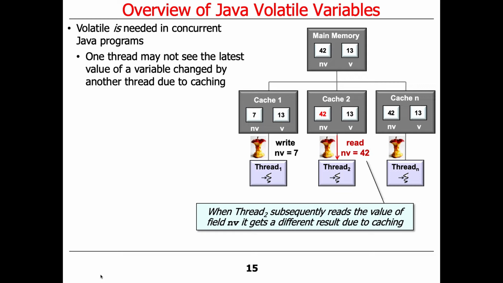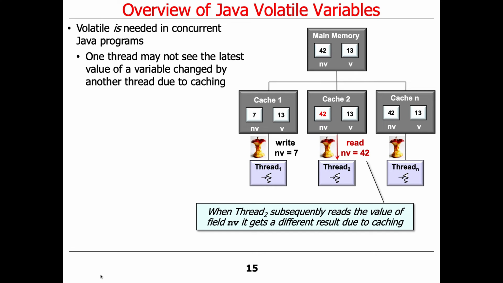Therefore, when thread T2 reads the value of field NV, it can get a different result than what would be in thread 1's cache because it's reading it from main memory, but this cache has not been flushed to main memory, and that main memory value has not been flushed to the other caches. So as a result, we'll have inconsistencies. This thread would see NV having the value of 7. This thread would have NV having the value of 42. Those are obviously not the same value, so we have inconsistency, which is one of the problems with concurrent programs. And this falls under the general heading of consistency. There are inconsistent results in different caches.